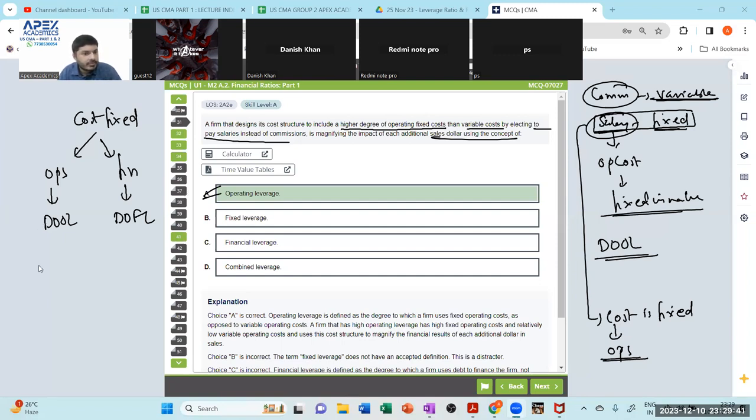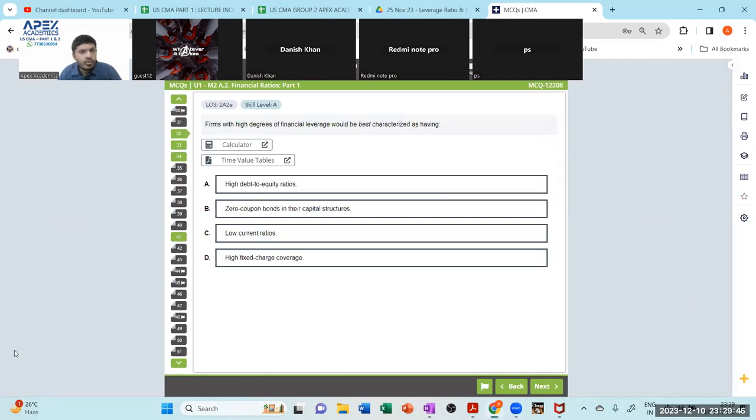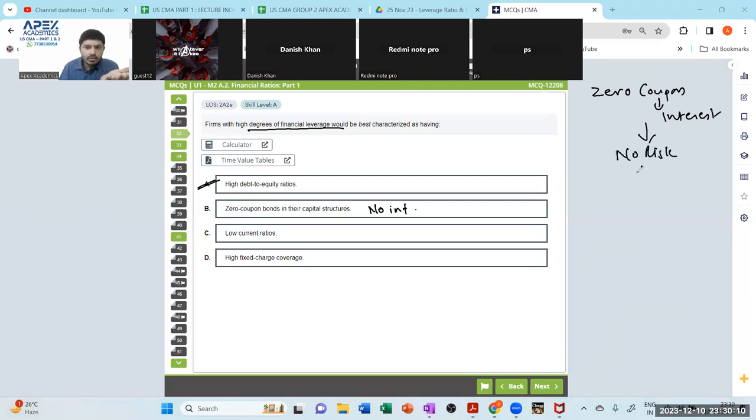Taken? Question 32. Firms with high degrees of financial leverage. I just gave you a chart for this. High degree of financial leverage will have a high debt to equity ratio. Zero coupon bonds means no interest. What is the meaning of the term coupon? Coupon means interest. If there is zero interest, means there is no risk. There is no impact on degree of financial leverage.